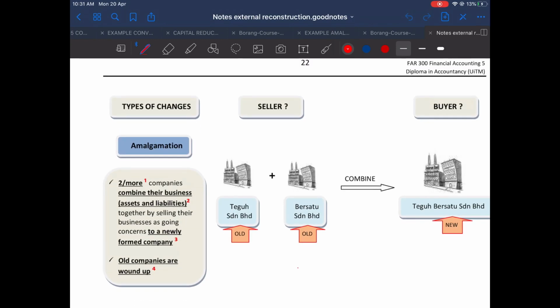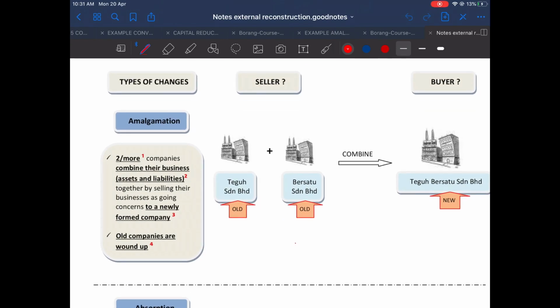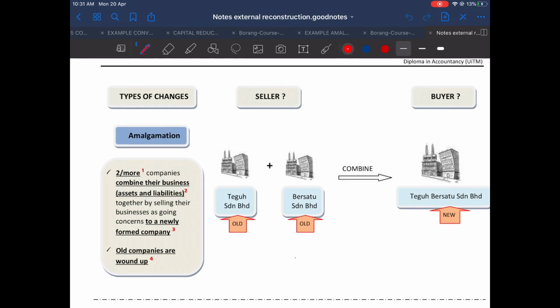So the situation with amalgamation is that amalgamation happens when two or more companies decided to combine their businesses or their assets and liabilities, and then a newly formed company will be formed to take over all the assets and liabilities of the old companies, where the old companies will be wound up. So these are the characteristics of amalgamation.